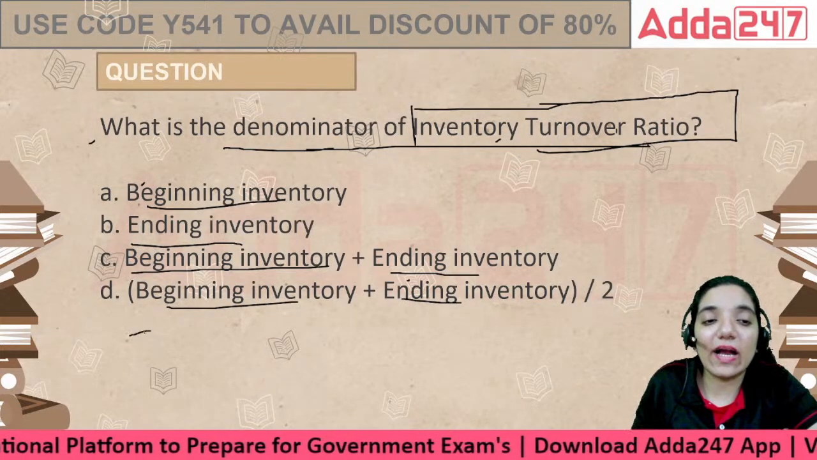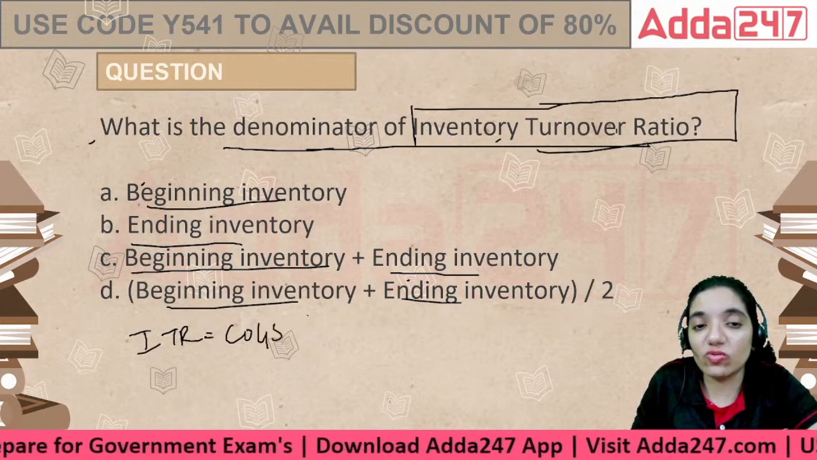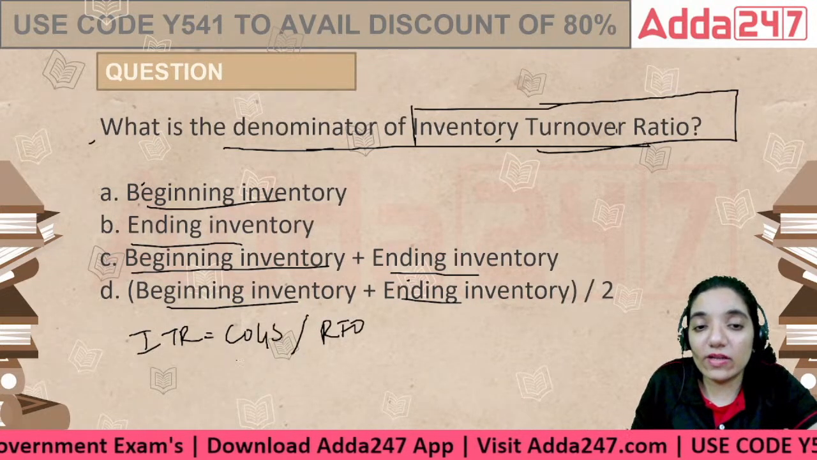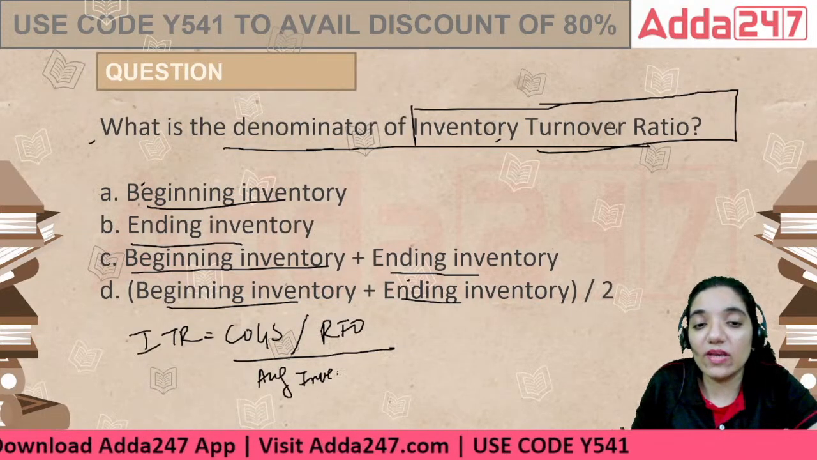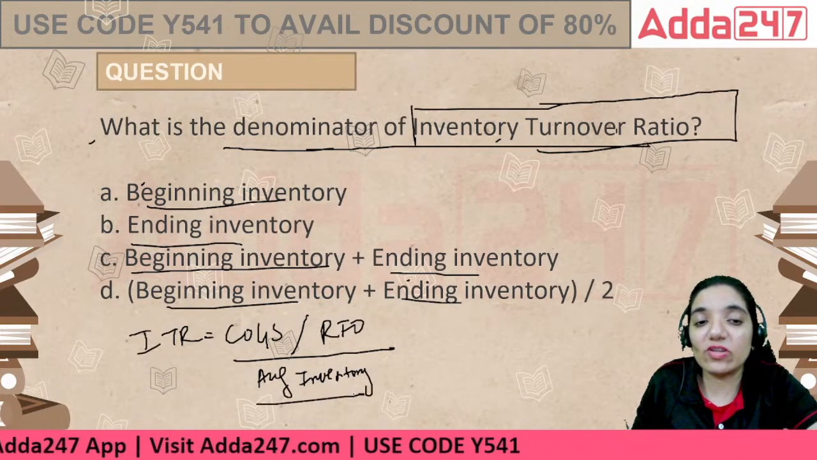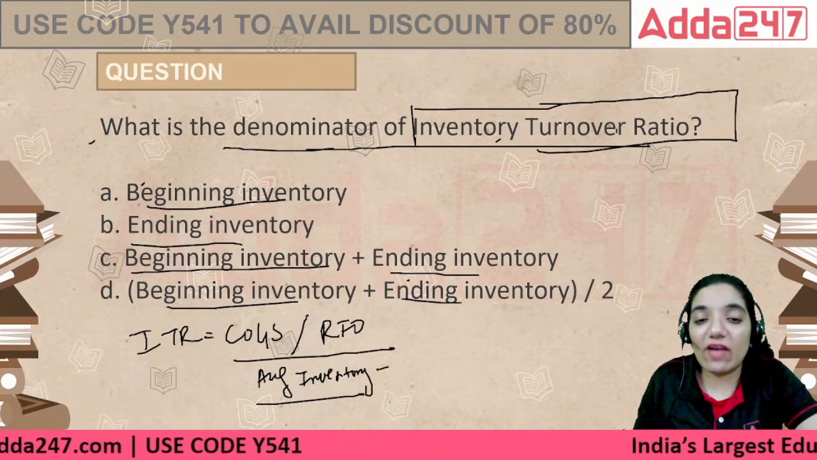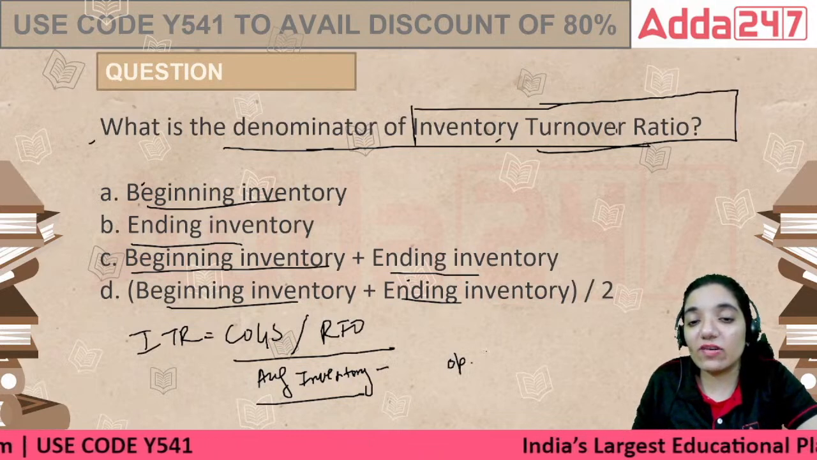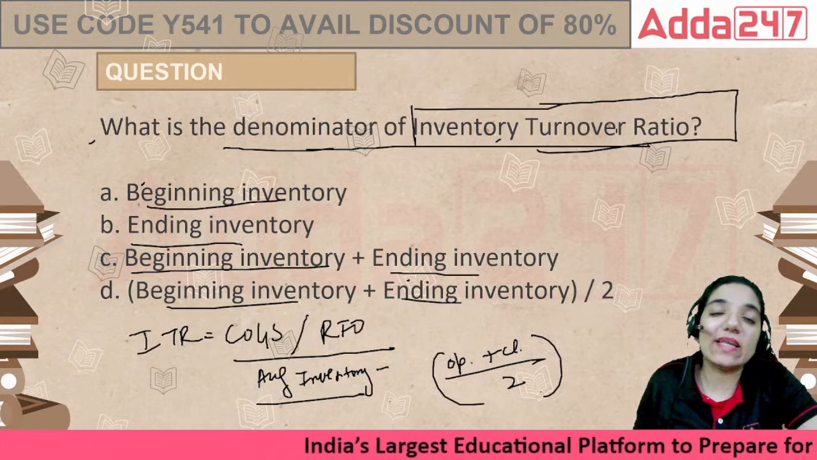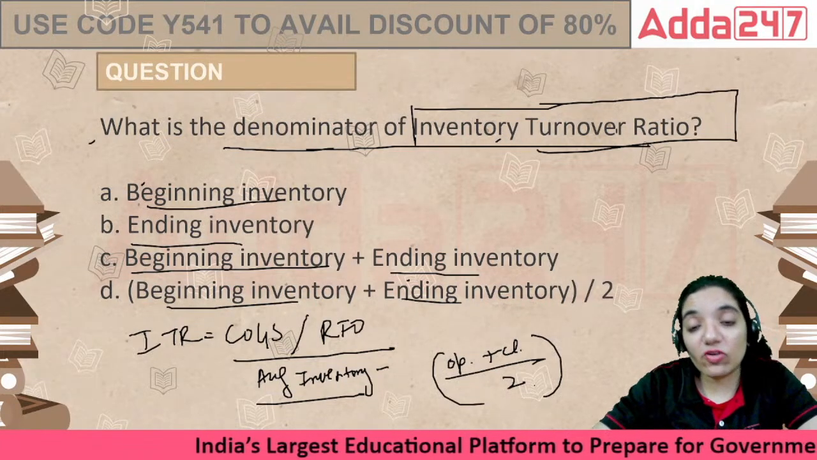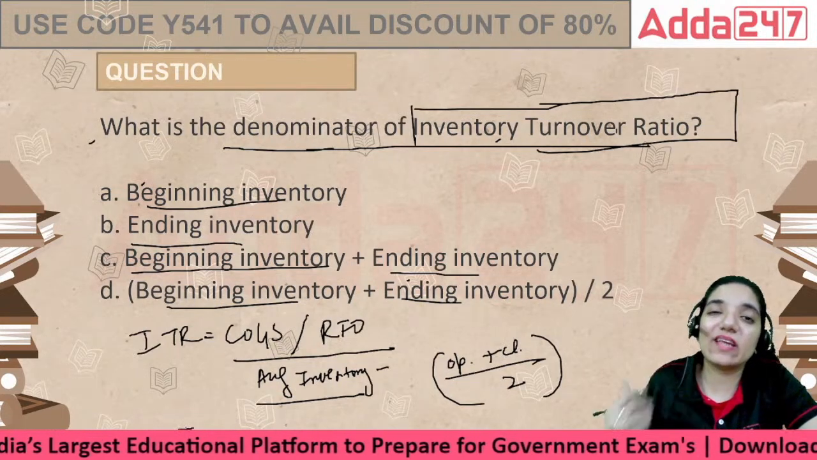When we talk about ITR, it is basically COGS, that is cost of goods sold, divided by the average inventory. So it can be anything which is based upon the average inventory. Average inventory is basically your opening inventory plus your closing inventory divided by 2. This would be called your ITR, that is inventory turnover ratio. When we talk about the ITR, they can also ask in how many days we are completing it.